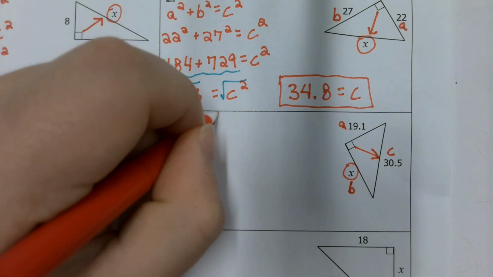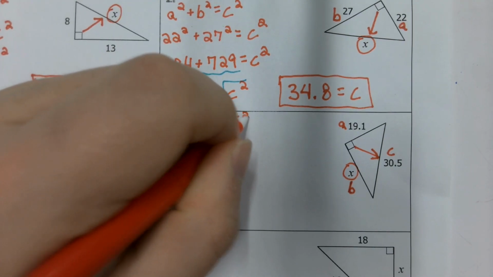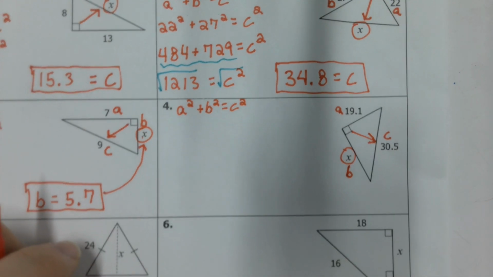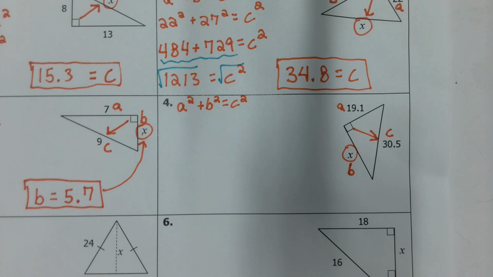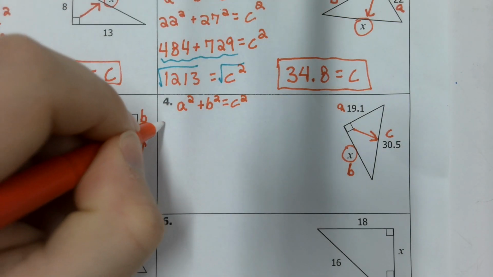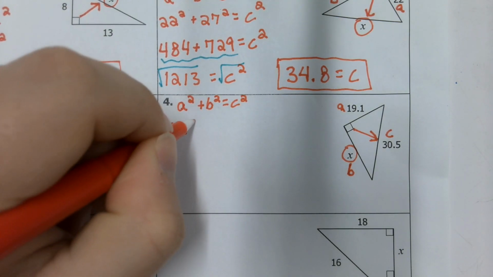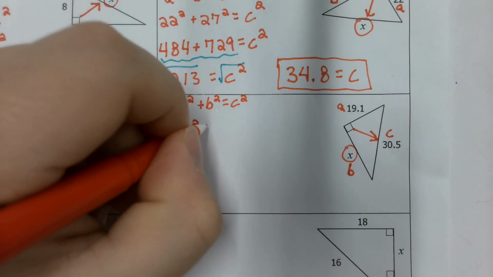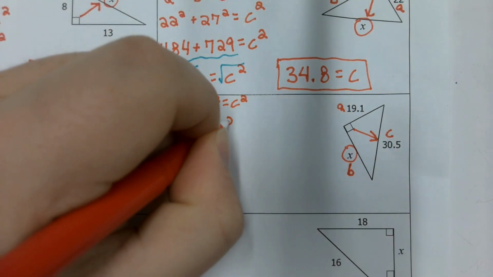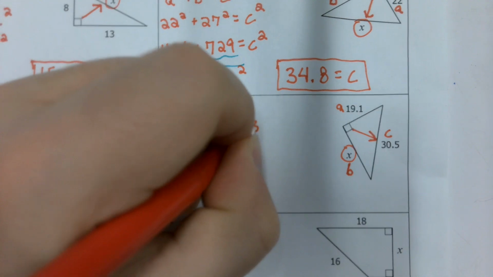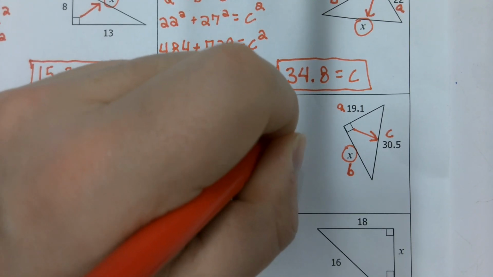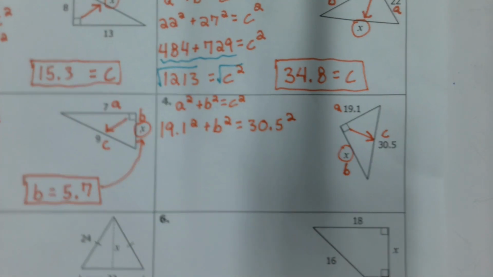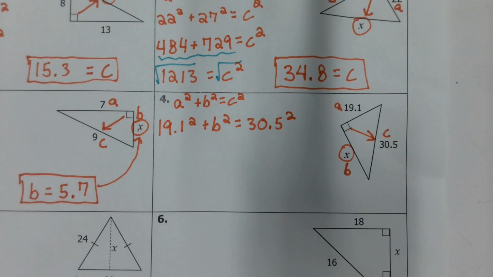So just like all the other ones, I'm going to start with my Pythagorean theorem. a squared plus b squared equals c squared. And I'm going to fill in what I do know. So 19.1 squared plus b squared equals 30.5 squared. Again, just because we have decimals doesn't mean we're going to treat it any differently.